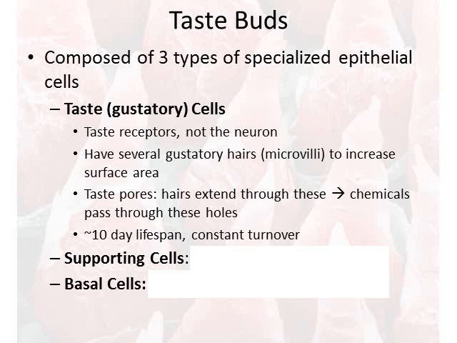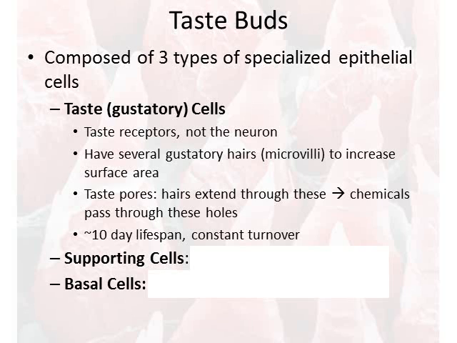So taste buds are composed of 3 types of specialized epithelial cells. And so the 3 types of cells are the gustatory cells, or the taste cells, and these are the actual taste receptors, not the neurons, but they're the taste receptors that stimulate the neurons. And so these have several gustatory hairs, or little microvilli that increase the surface area of where they come in contact with the chemicals that they perceive.